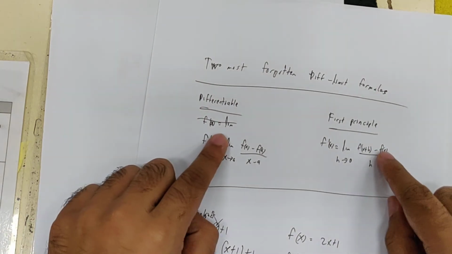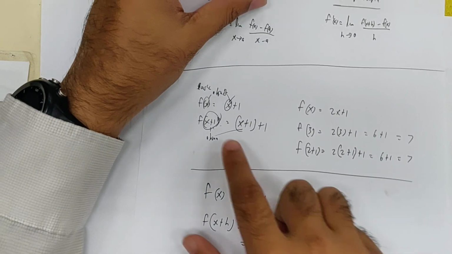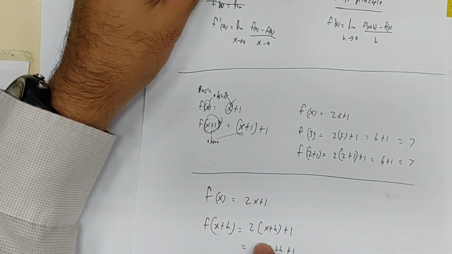Alright, so my advice for you one more time. Don't forget these two formulas: first principle and differentiable. And remember a bit of your basics that we did, and you'll be quite fine.